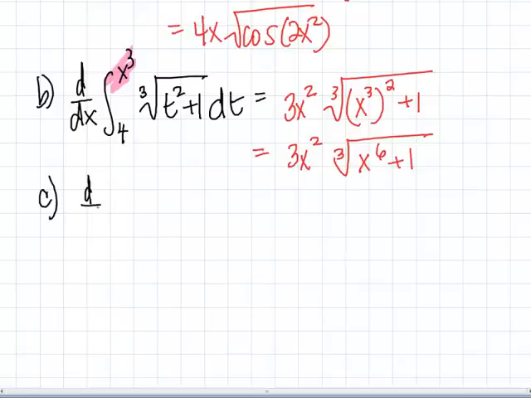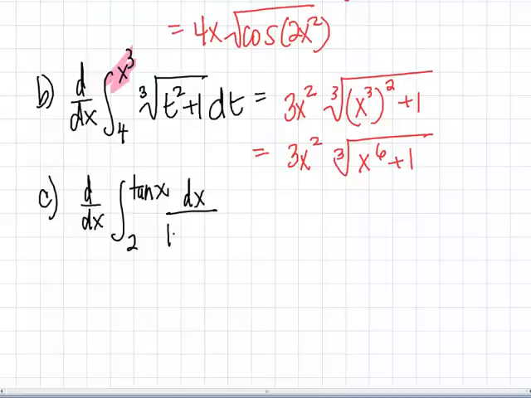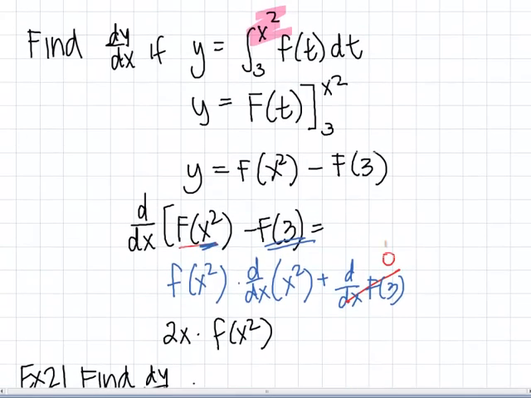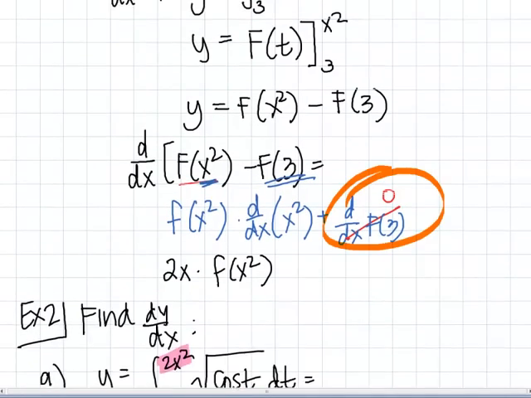How about we throw one with some trig in here? 2 to tan x. Now one thing I need you guys to notice is that the constant lower limit, we don't really care what it is as long as it's some number. It can be 2, it can be 4, it can be 5, it can be 100, it can be a million, no matter what, as long as it's a constant, it's going to be the same. And the reason for that is going all the way back to here. When you take the derivative of the constant, it is always 0.